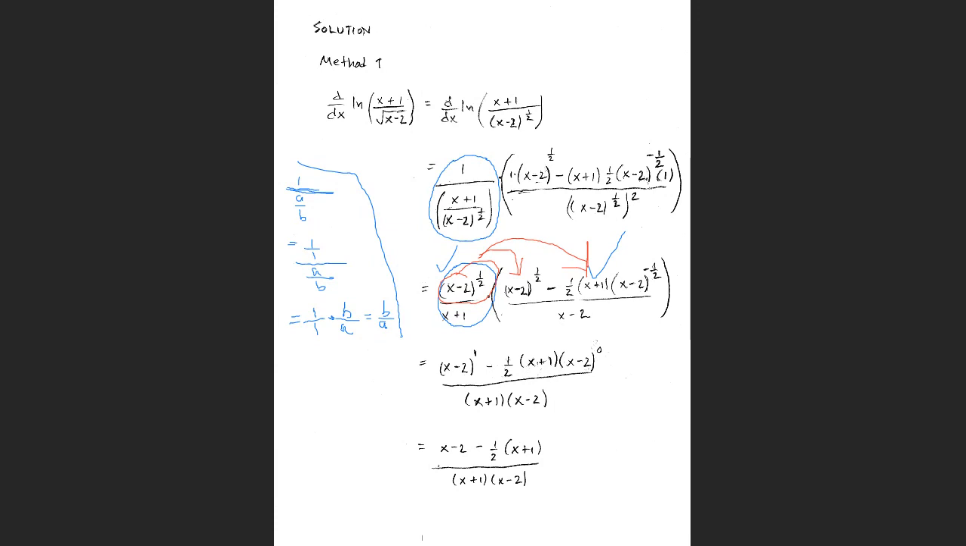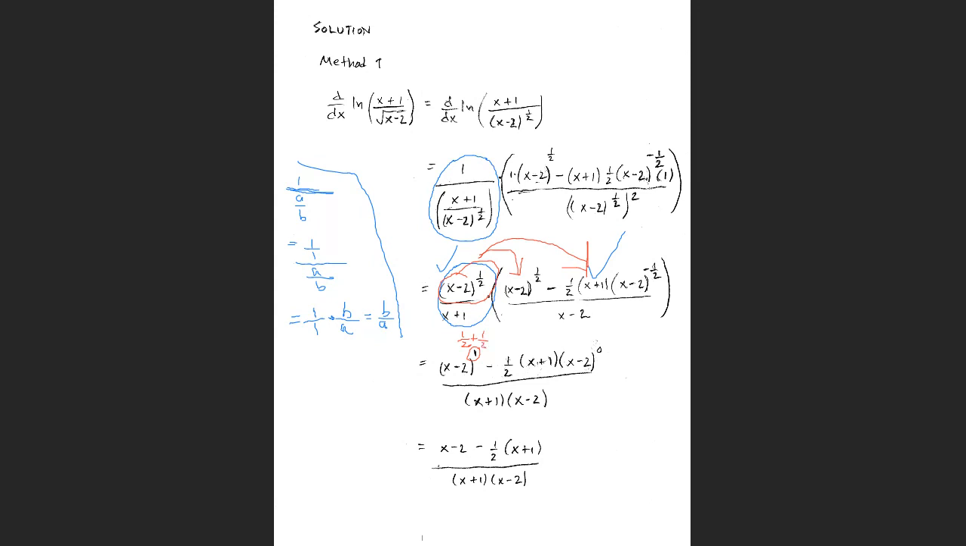Well, x minus 2 to the half times x minus 2 to the half is x minus 2 to the first power, because we just add the exponents when the base is the same. So 1 equals a half plus a half.